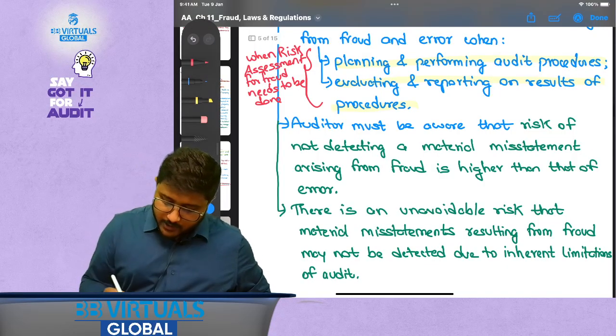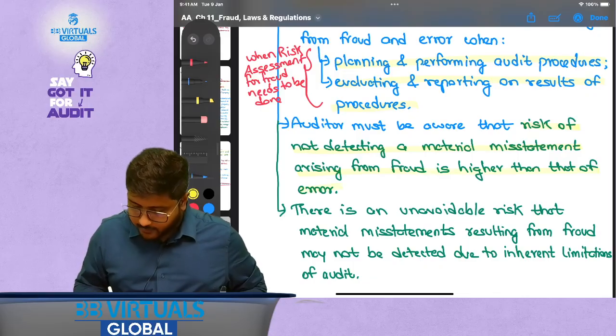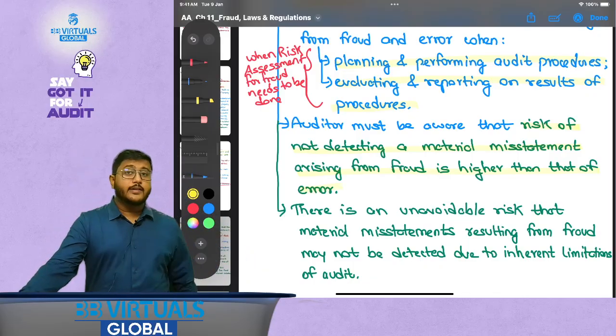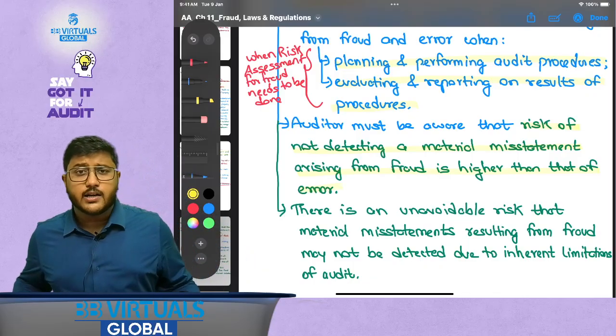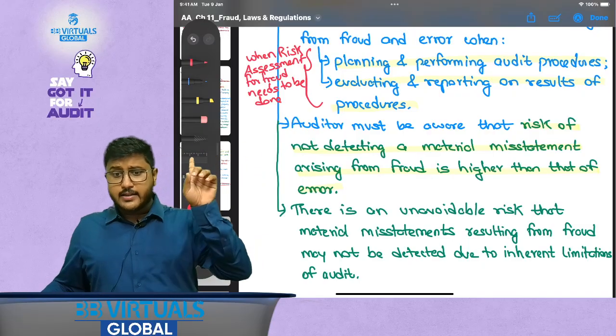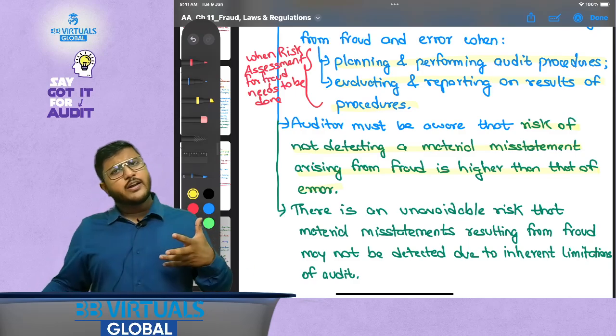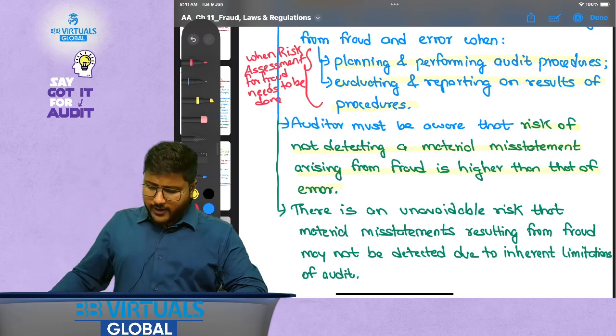Now the auditor must be aware that the risk of not detecting a material misstatement arising from fraud is higher than that of error. That is, the risk of not detecting a fraud is more than not detecting an error. Why so? Because fraud is intentionally hidden. Whereas when we talk about error, it is not intentionally hidden. So it is a little easier to identify the error.